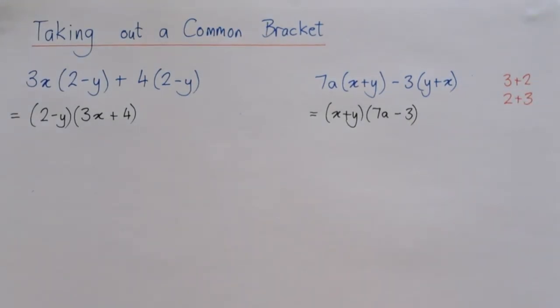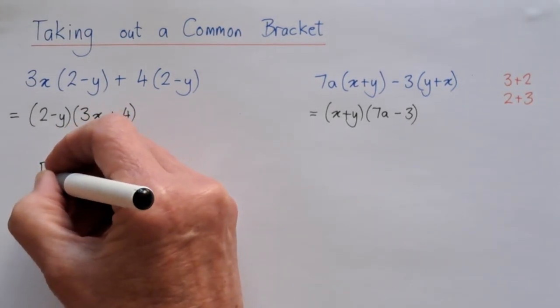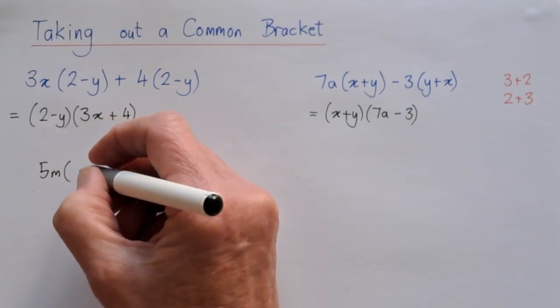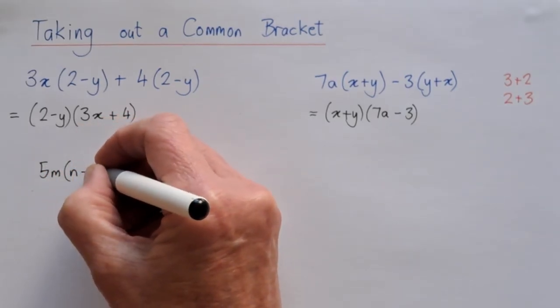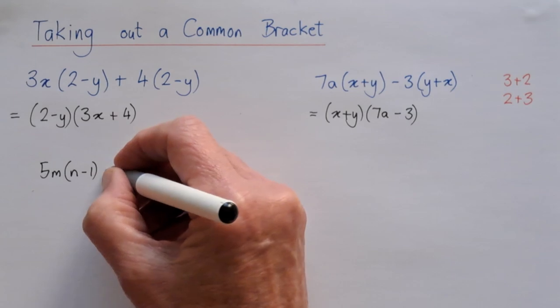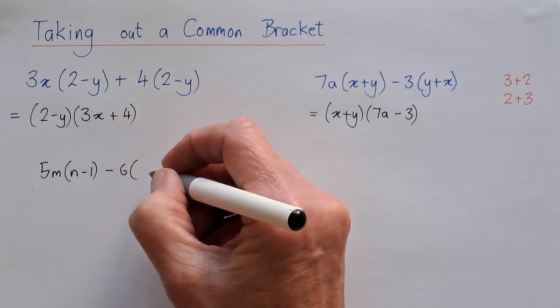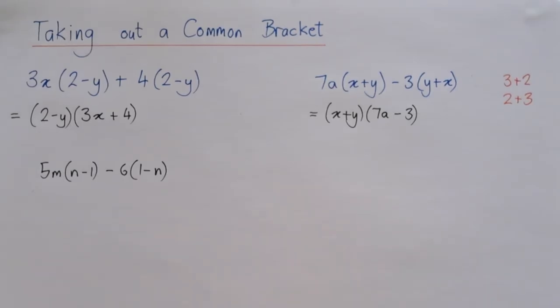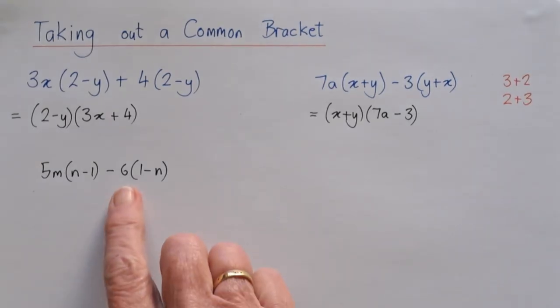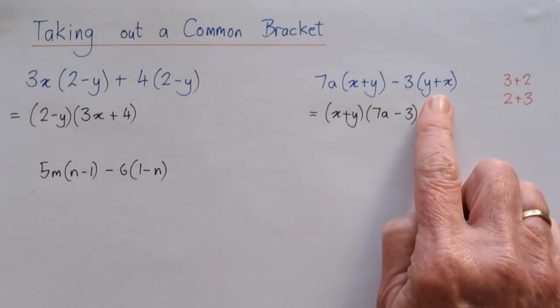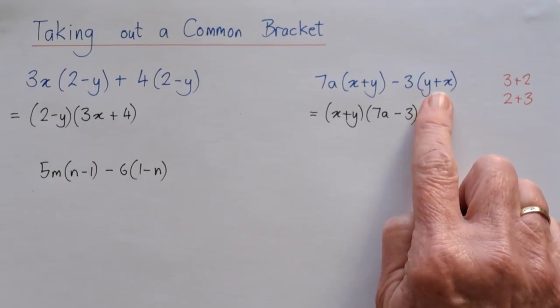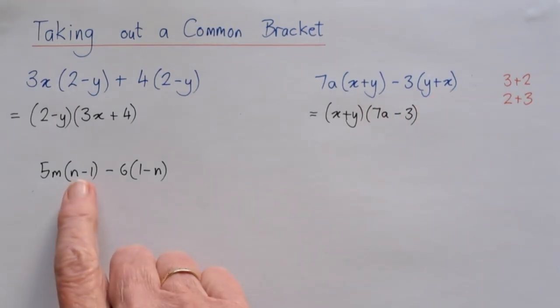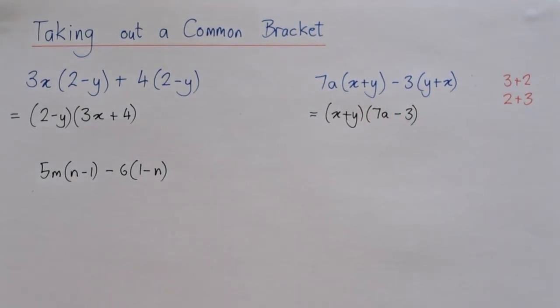Let's look at what happens if we have 5m bracket n minus 1 minus 6 bracket 1 minus n. Right, so we've got a similar situation to what we had over there. The only difference is there the two were swapped around with a plus sign in the middle. Here the two are swapped around with a minus sign in the middle.